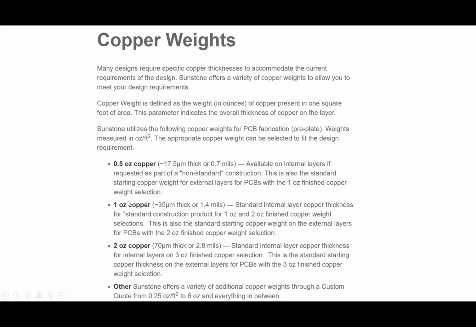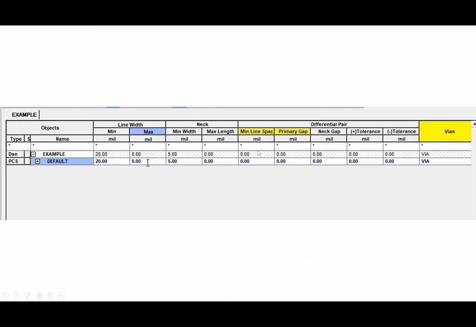Okay, so 1 ounce and 2 ounce copper are sort of the standard values that we utilize. When we're doing a lot of power work, we often refer to the 2 ounce copper, where it's going to be thicker. The thicker the copper gets, obviously, the lower the resistance is going to be. All right, so just introducing some basic concepts.